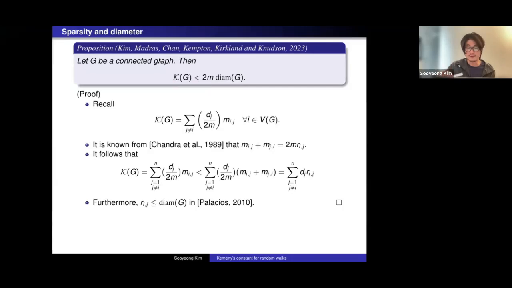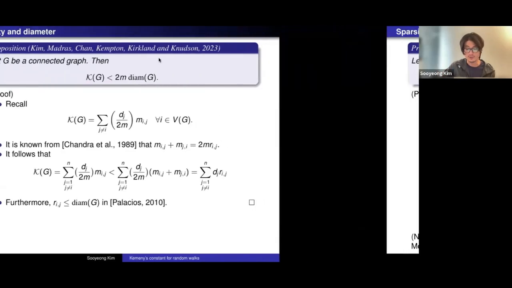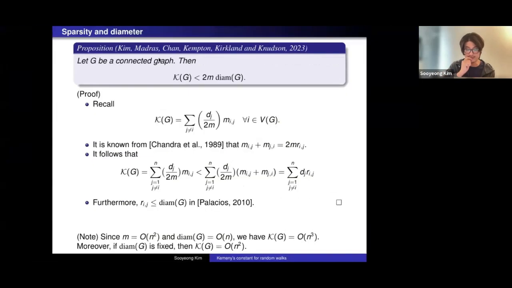And from this, we have some note, which is m is bounded above by n squared, and the diameter is bounded above by n. So Kemeny's constant of any graph is bounded above by n cubed. And if your graph has fixed diameter, then this part is constant, and the maximum order is going to be n squared.